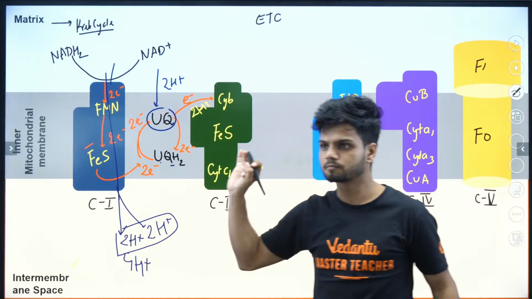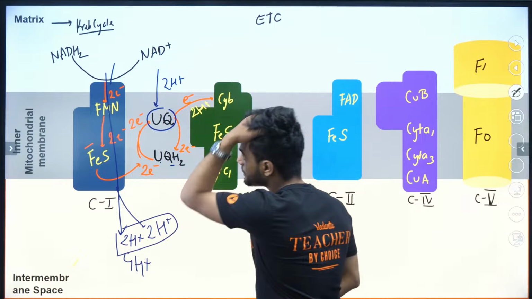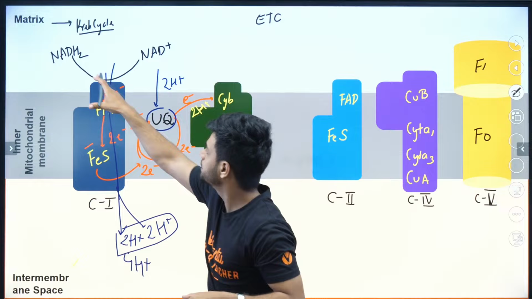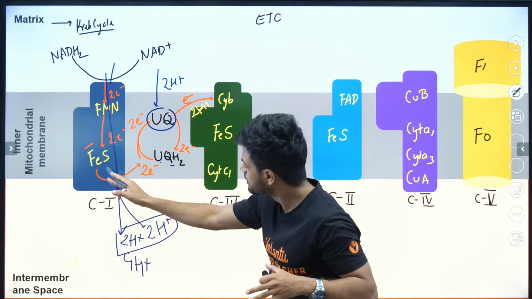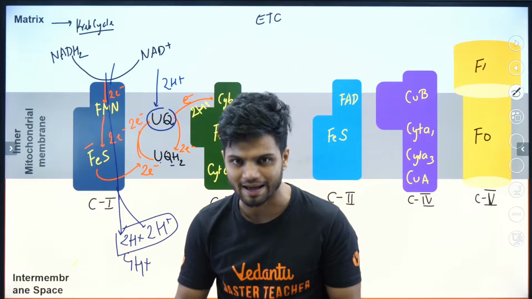I'll repeat again. The first step is what? In your complex number 1, the NADH2 undergoes oxidation. When it is undergoing oxidation, it is releasing the electrons and protons. That electron is traveling to FMN. From FMN, it is going to FeS. From FeS, the electron is sent to your ubiquinone, which is a mobile electron carrier. These two protons are sent to your intermembrane space.